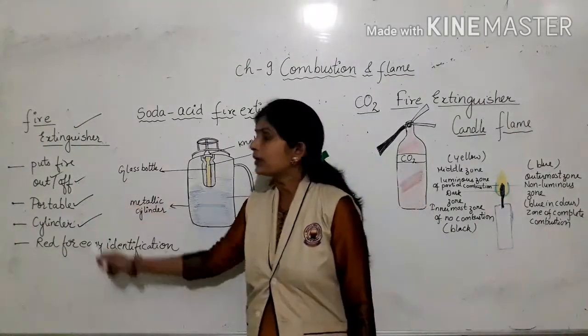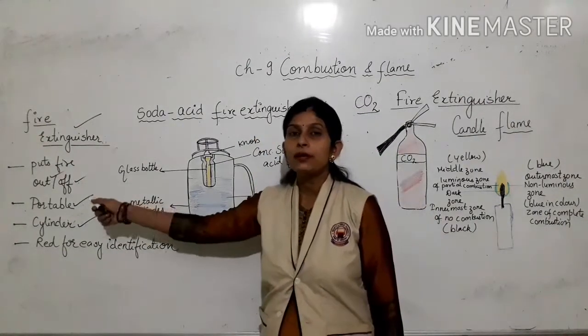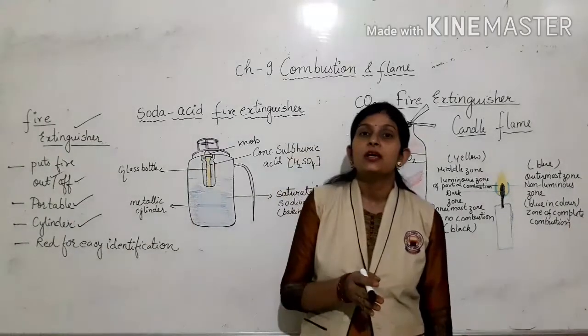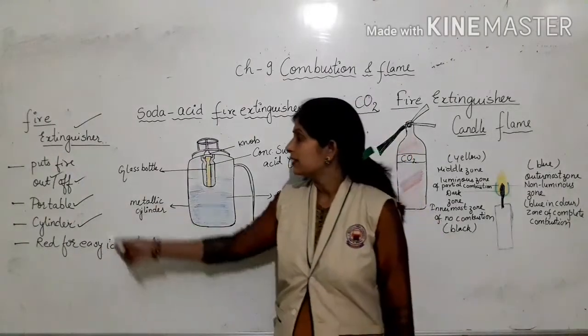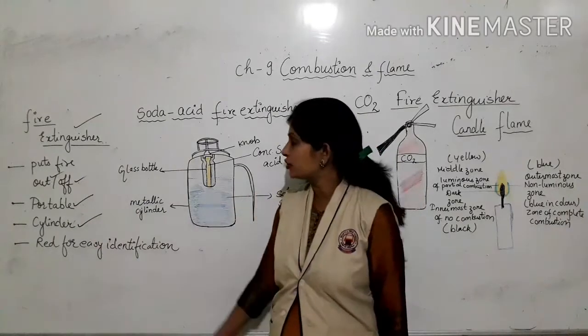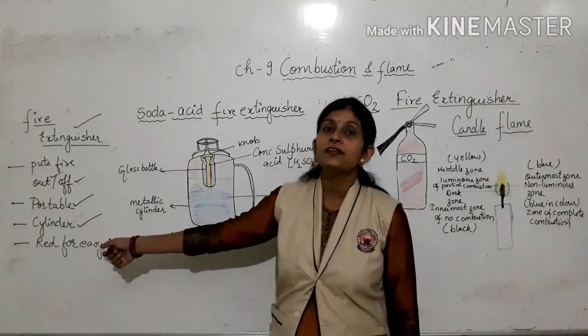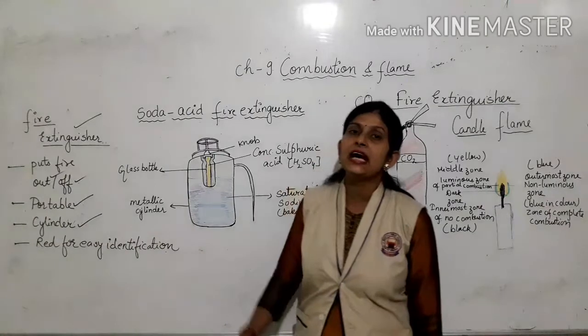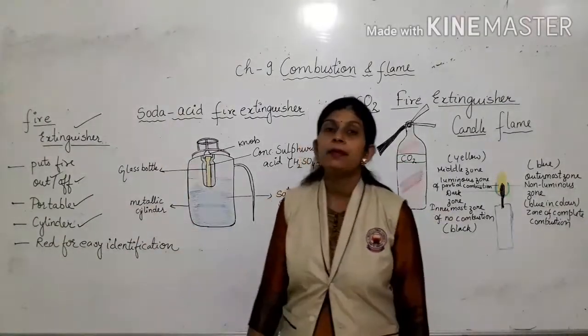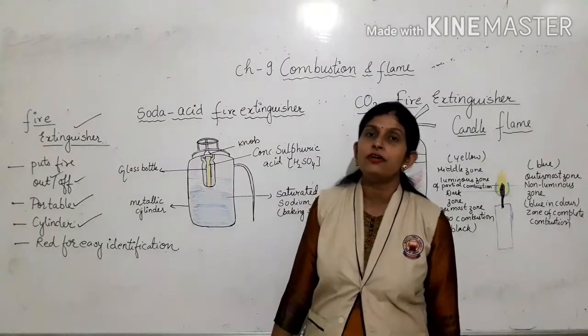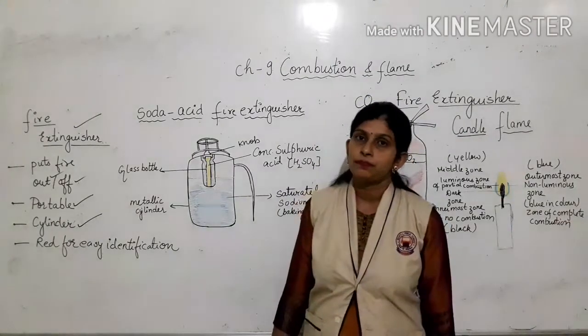It is a portable cylinder. Portable means which can be moved or transported from one place to another. Cylinder, it is cylindrical in shape. It is painted with red color for easy identification. So these are the main characteristics of a fire extinguisher.